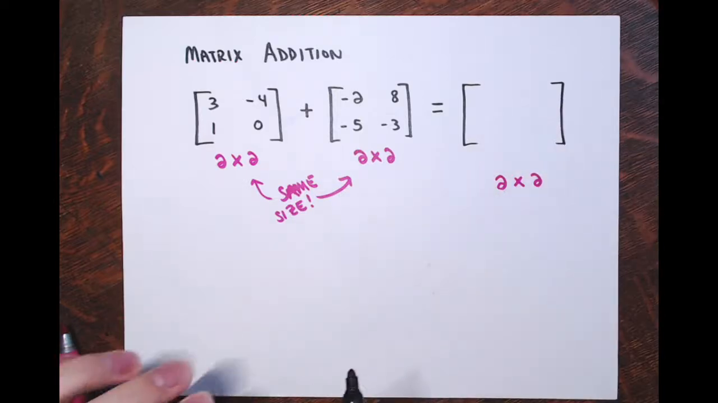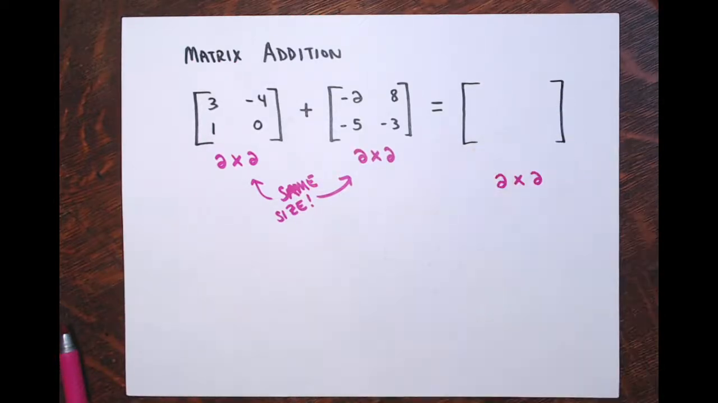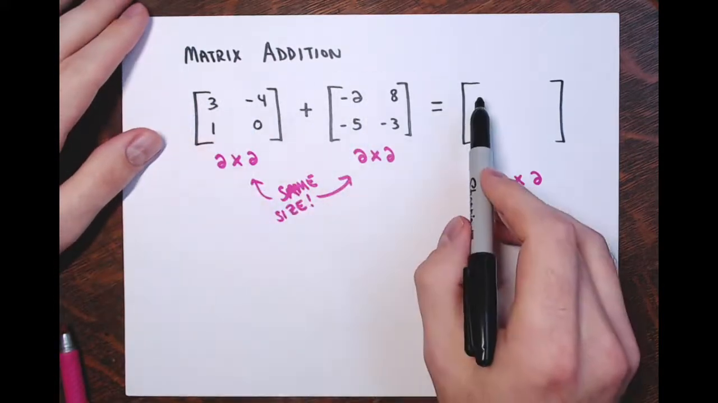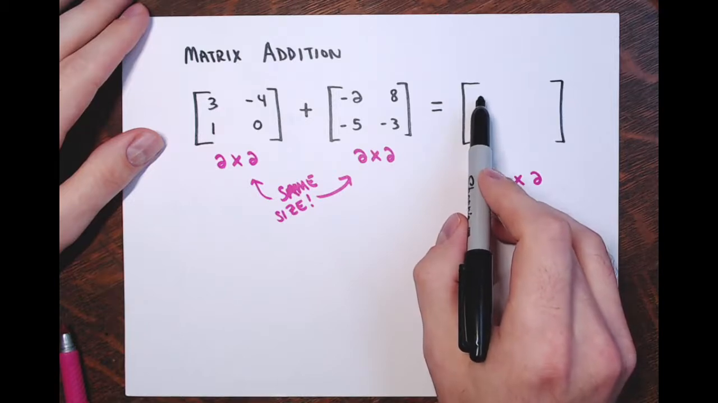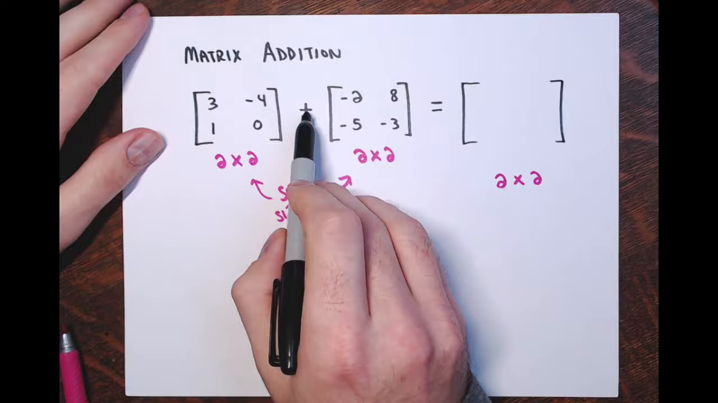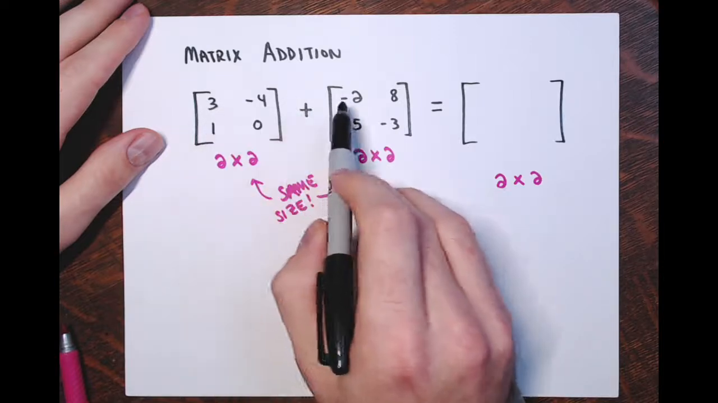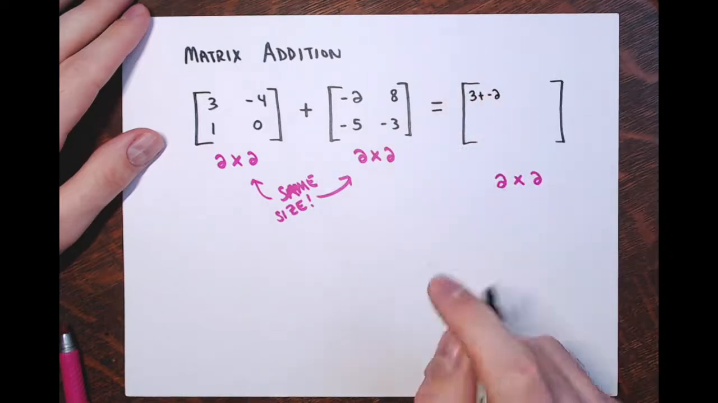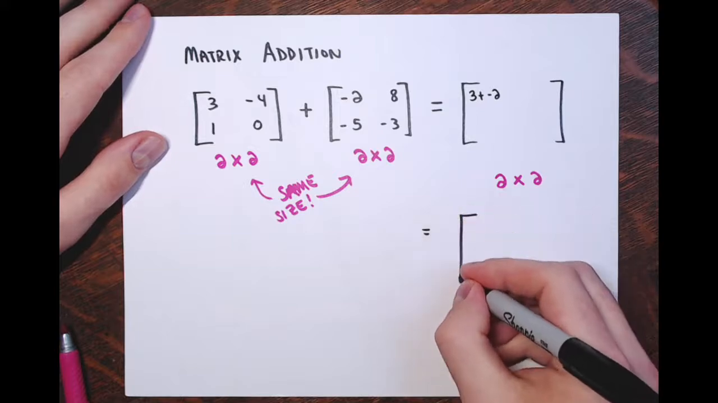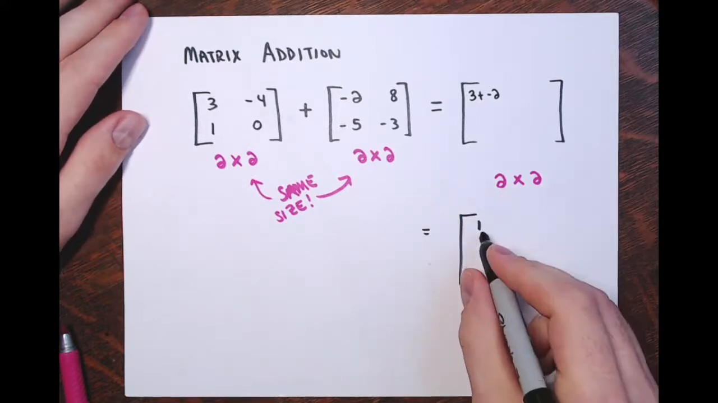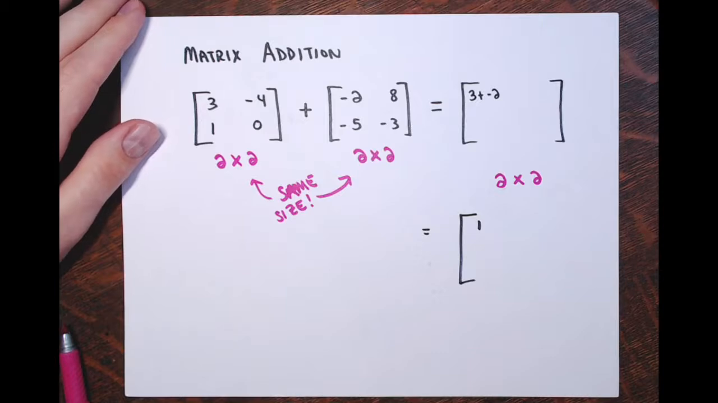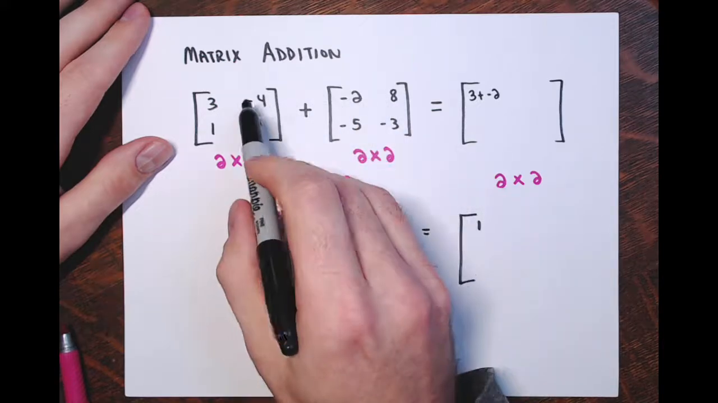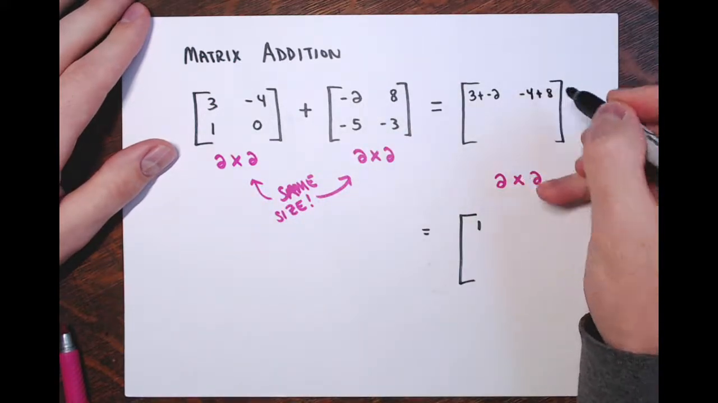There are 4 positions to fill, and it's very simple. You just add corresponding elements. The first row, first column of the new matrix is the sum of the first row, first column entries of the matrices you're adding. So 3 plus negative 2 is just 1. So 1 will be the first row, first column entry of the sum. The first row, second column is simply the sum of the first row, second column entries. Negative 4 plus 8, so that's positive 4.